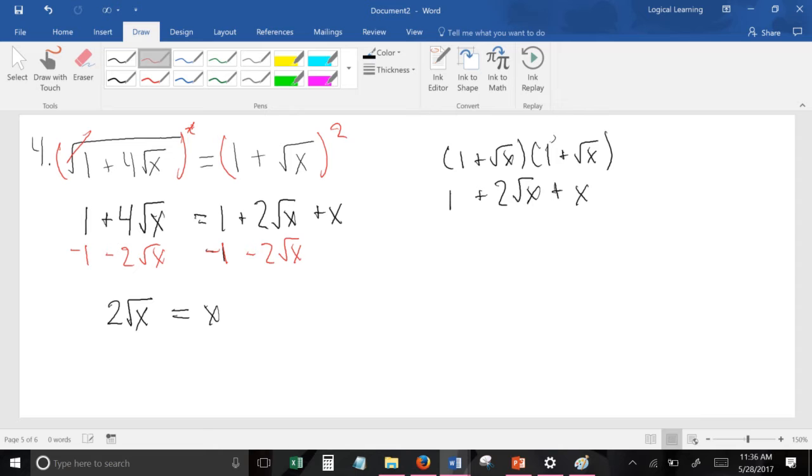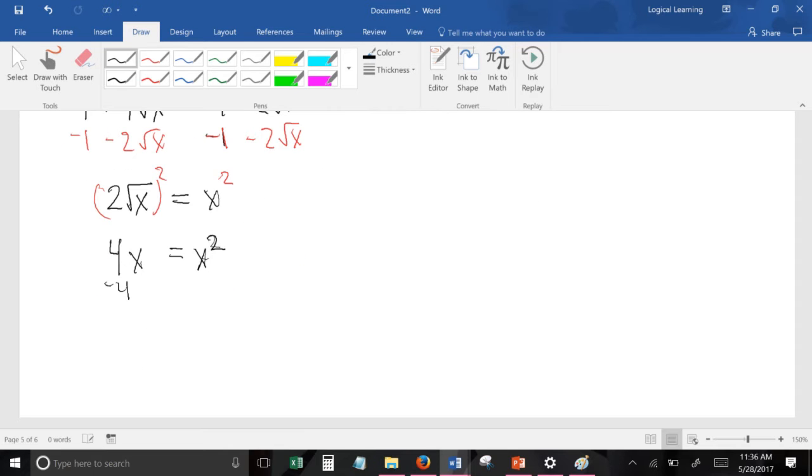So here we still have a root, so let's go ahead and square both sides. Again, 2 root x squared is going to be 2 squared, which is 4, and then root x squared, those are going to cancel out, and you'll get 4x equals x squared. Now we can subtract 4x from each side, and we'll get 0 is equal to x squared minus 4x.